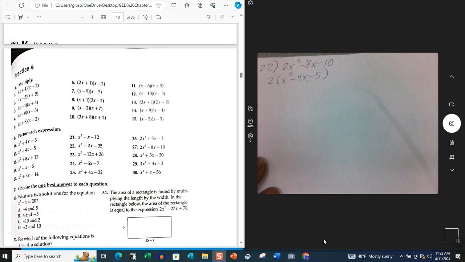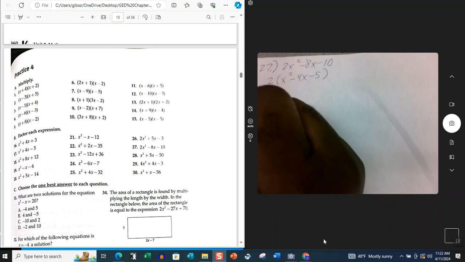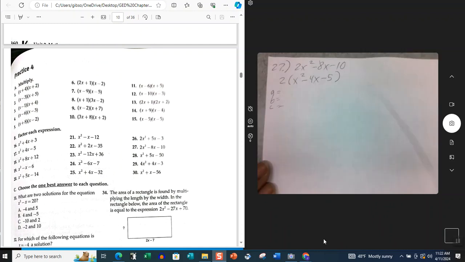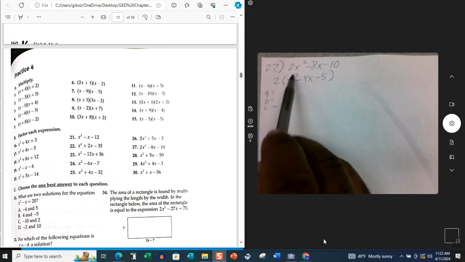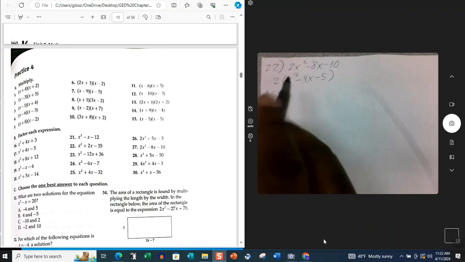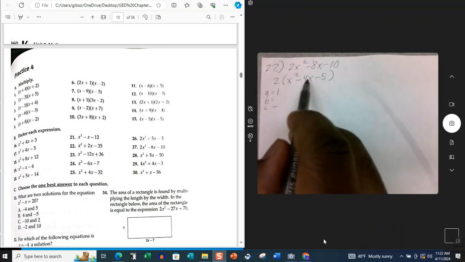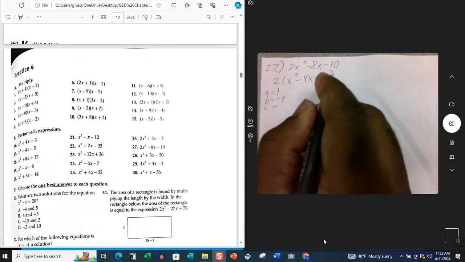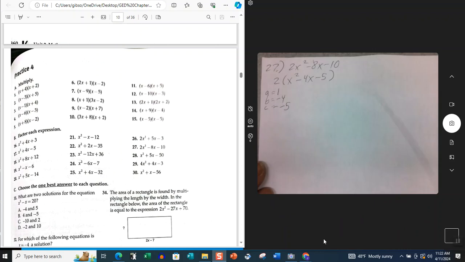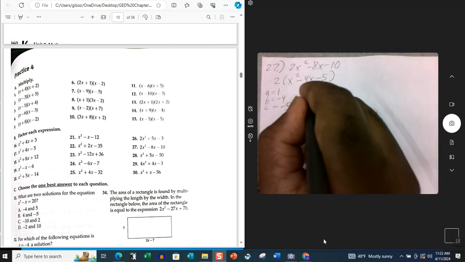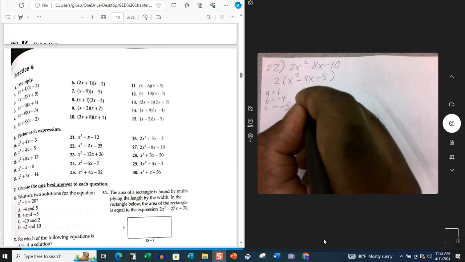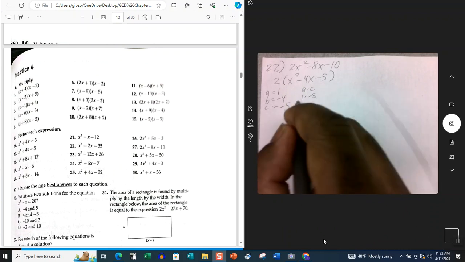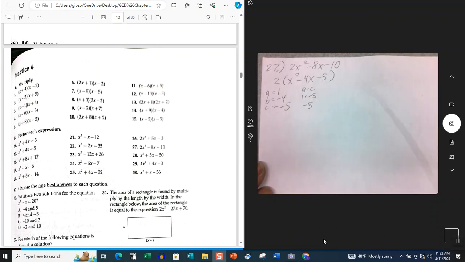Okay, so now we factor this out. Our next step would be to list our a, b, and c. Now a is the coefficient of x squared, which would be 1. b is the coefficient of x, which would be negative 4. And c is the constant, which is negative 5. Now we multiply a times c. a is 1 and c is negative 5. 1 times negative 5 is negative 5.